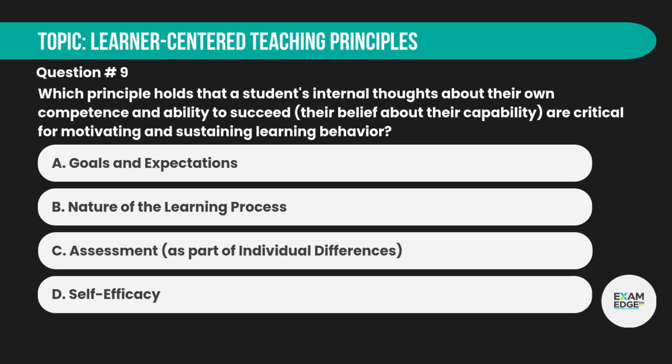Question number 9. Which principle holds that a student's internal thoughts about their own competence and ability to succeed, their belief about their capability, are critical for motivating and sustaining learning behavior? A. Learning and diversity. B. Motivational influences. C. Higher order thinking. D. Self-efficacy.